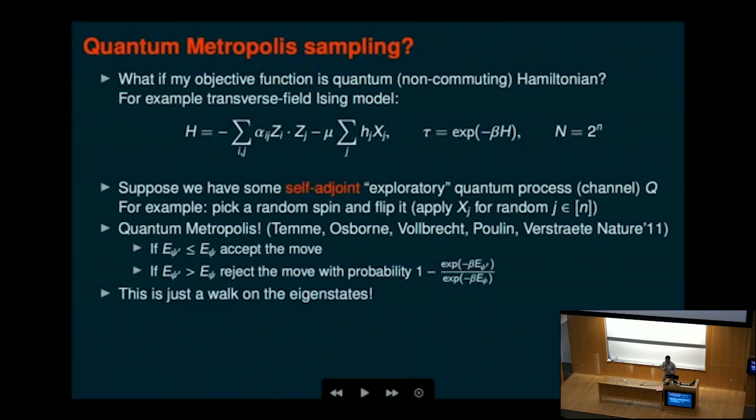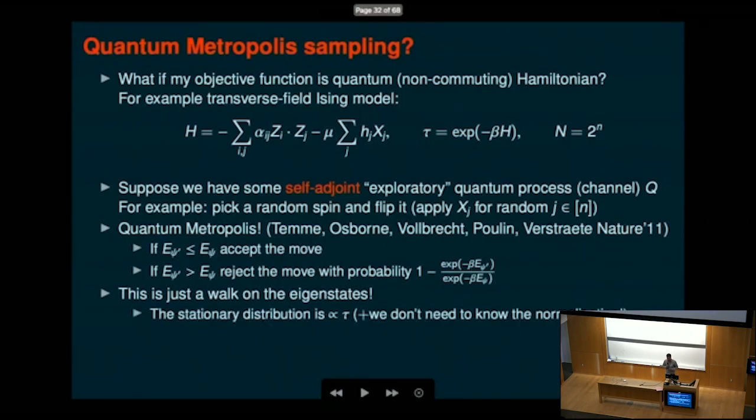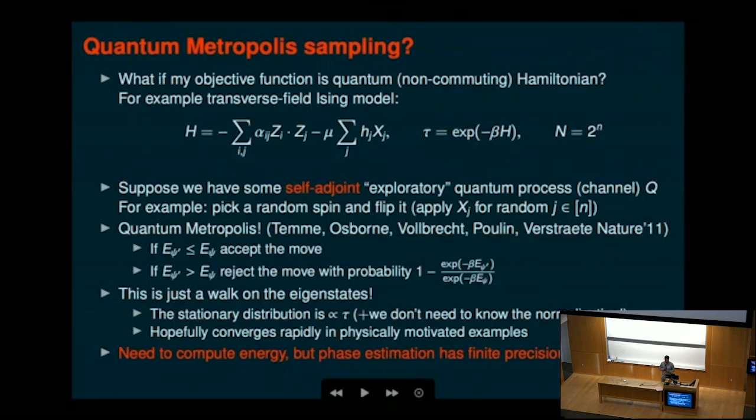So this is basically just a random walk on the eigenstates. So if you happen to diagonalize your Hamiltonian, then you get a diagonal operator, and it's the same story as the classical case. So it seems that we are done. And we have the properties as before. This Gibbs state will be the stationary state, and we hope that it will converge rapidly for physically motivated systems.